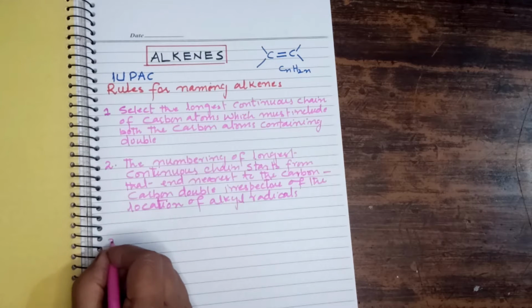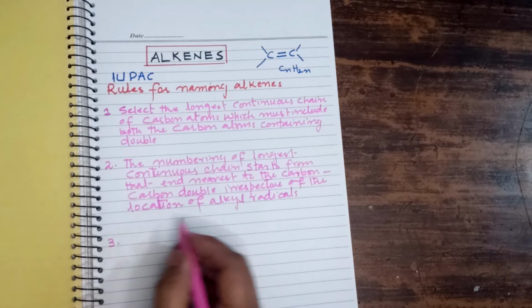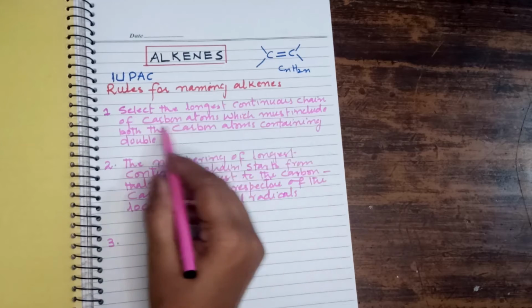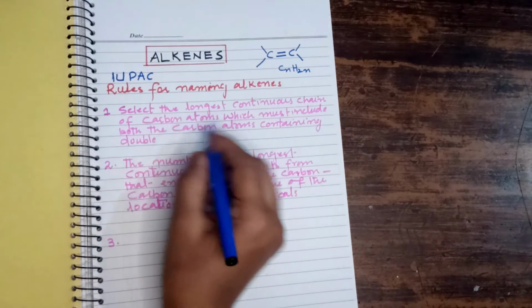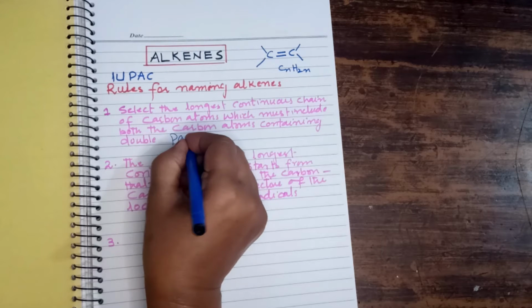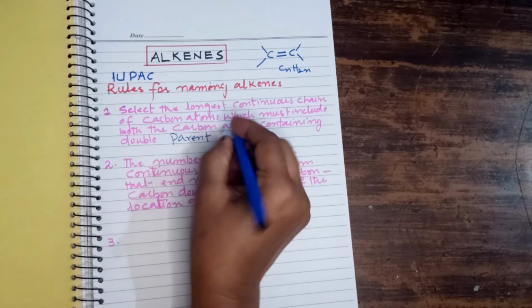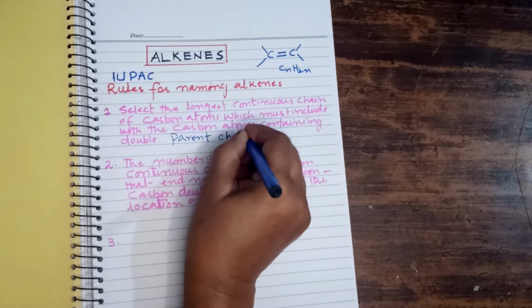Third one: the longest continuous chain of carbon atoms is known as the parent chain. That chain will be the parent chain. Right, students? It will be the parent chain.